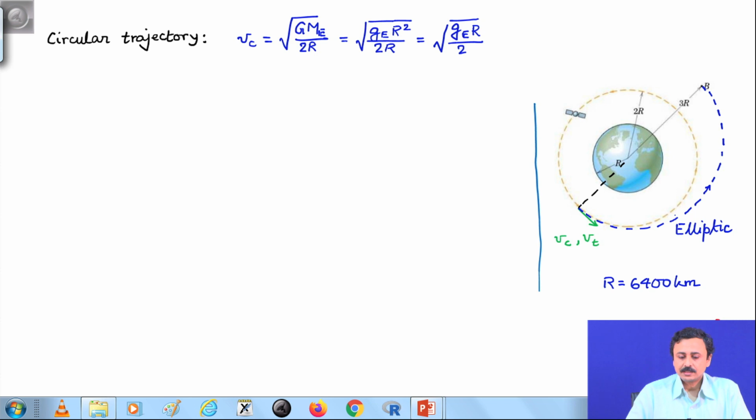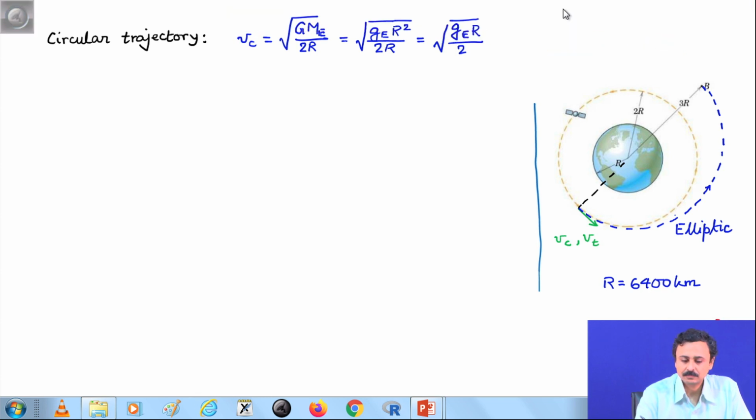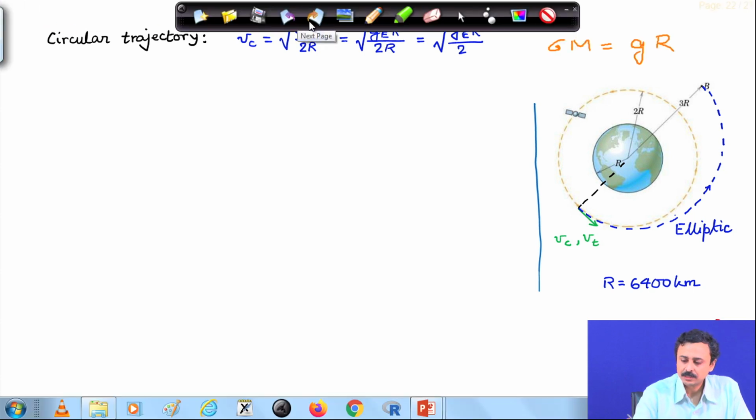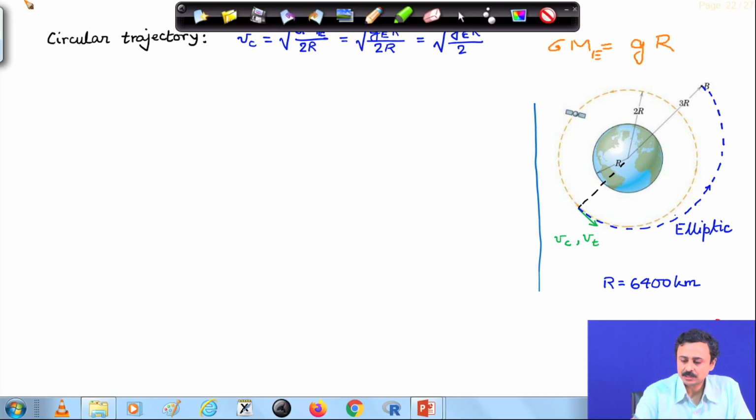And if I replace G M e as g e r square, this we have discussed, that G M is equal to the acceleration due to gravity on the surface into the radius square. In this particular case, this is the earth and this is mass of the earth. This relation I have used. So, this is g r square.